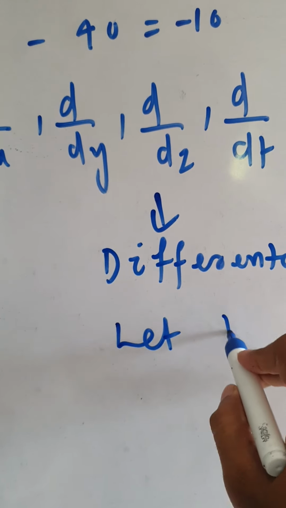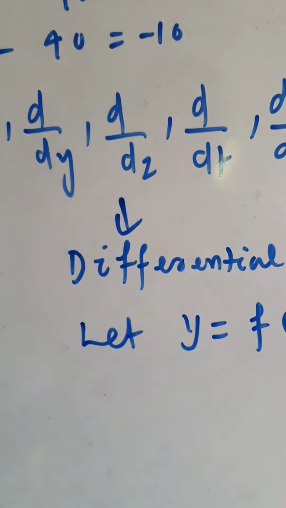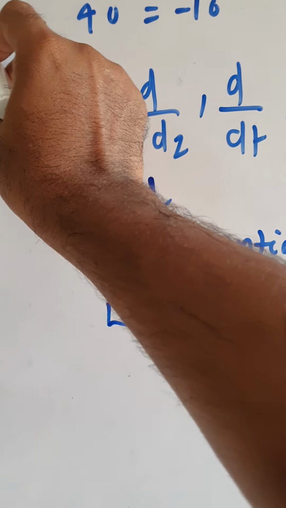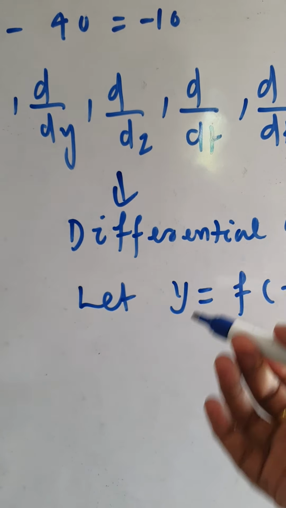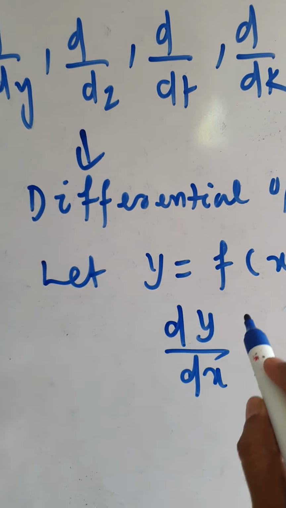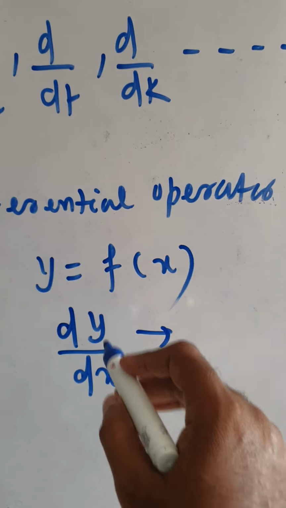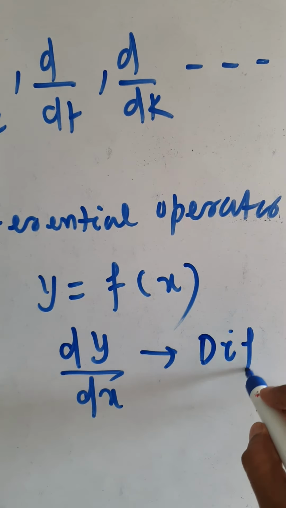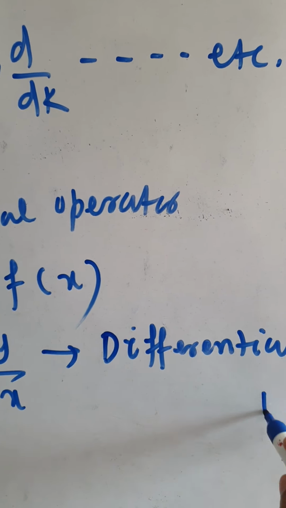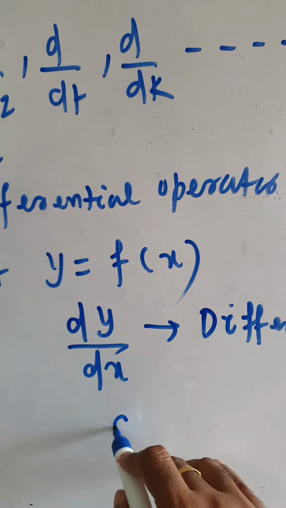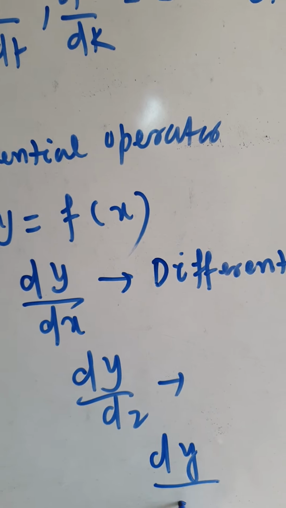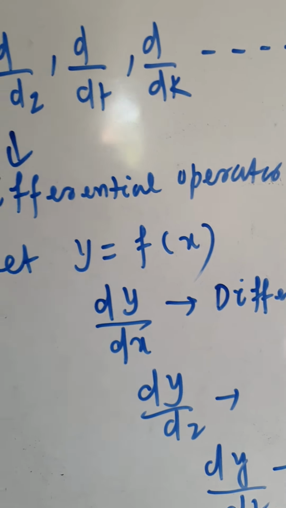Let y be equal to a function of x. Then y is a function, and this differential operator is going to operate on this function. Suppose after operating, you read this as dy by dx. That means we read this as differentiation of y with respect to x. Similarly, dy by dz you can read as differentiation of y with respect to z, and dy by dt as differentiation of y with respect to t, like this.